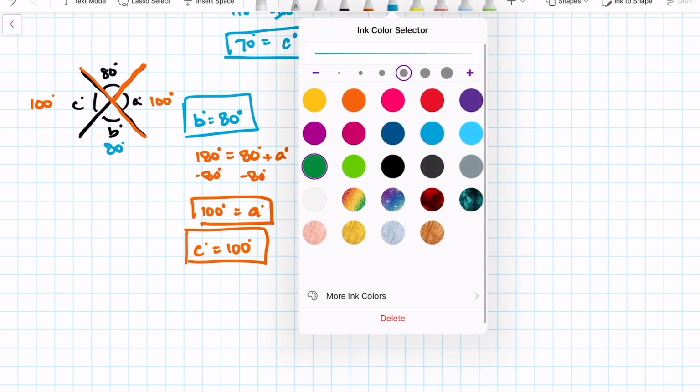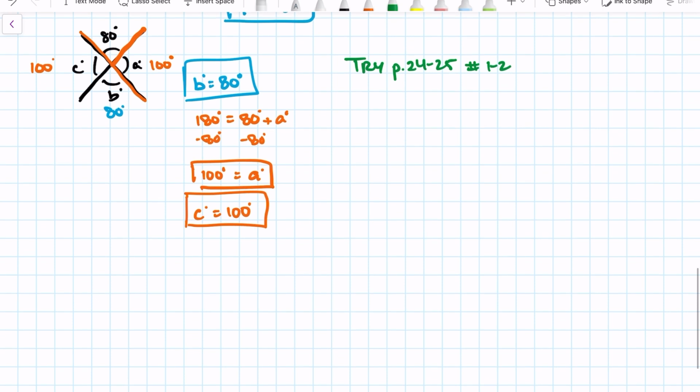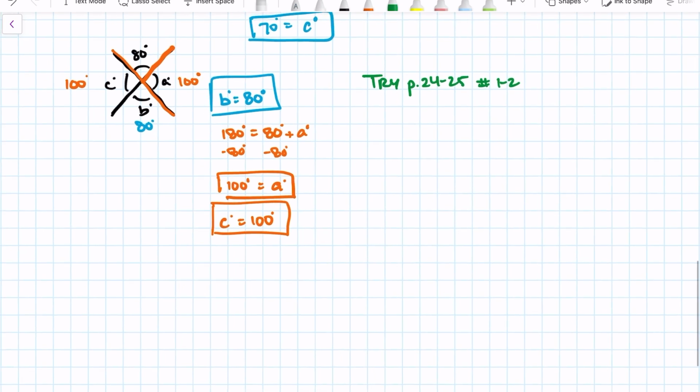So for the assignment today, I would like you to complete page 24 to 25. And I'd like you to try out numbers 1 and 2. You could use the opposite angles. You don't have to follow the exact method in the textbook. I would actually recommend that you try my method here. I do think it's a little bit faster and also while being accurate as well.